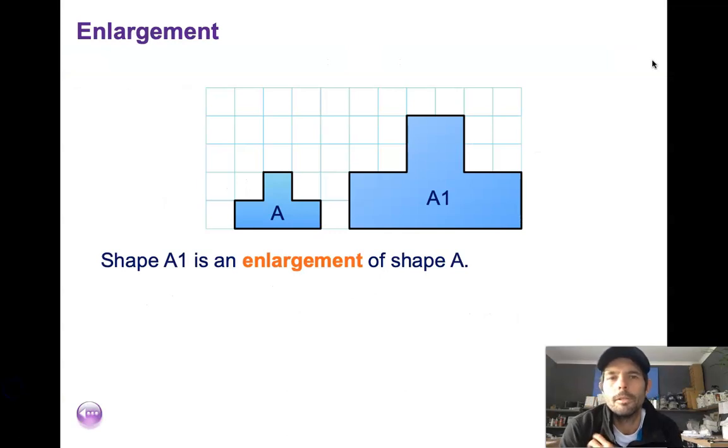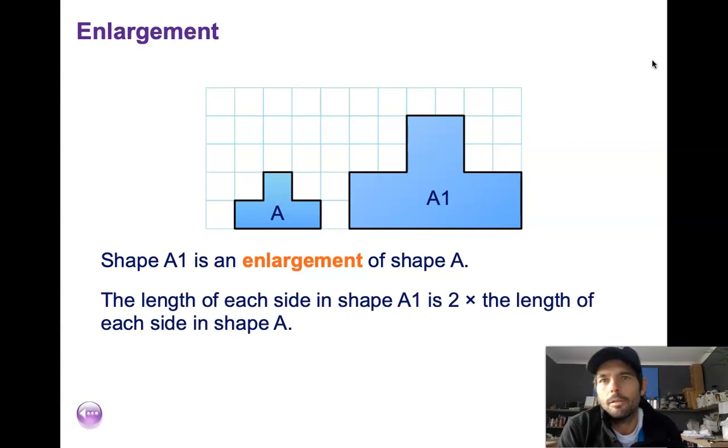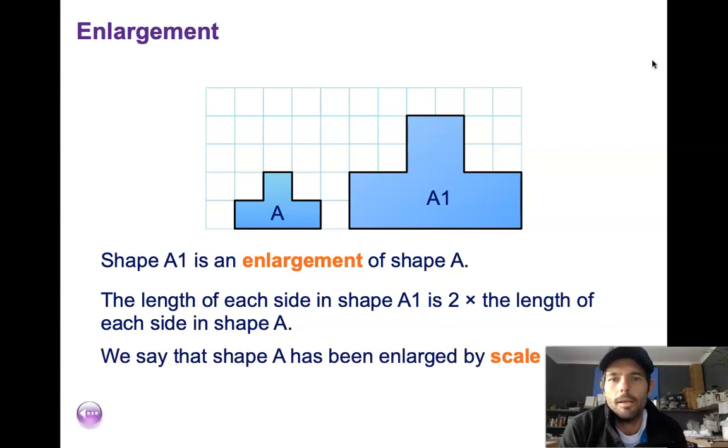Have a look at enlargements, and really enlargements are quite simply one shape is made bigger. So you can see that shape A1 on your screen is an enlargement of shape A. And some of the things involved with enlargements are how much larger is shape A1 than shape A. And if you counted the length of one of the sides, you'll notice that A1 is 2 times the length of each side in shape A. So quite a straightforward one to start with. So we say that shape A has been enlarged by a scale factor 2. Okay.